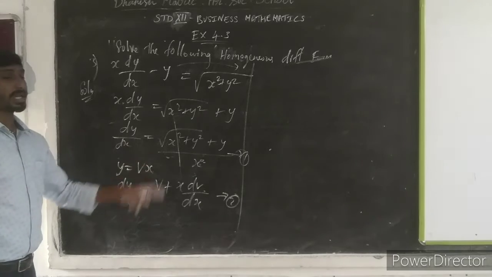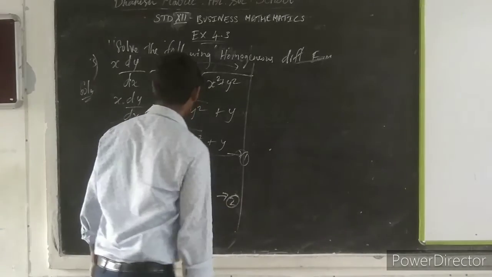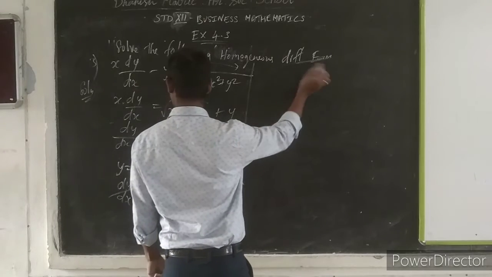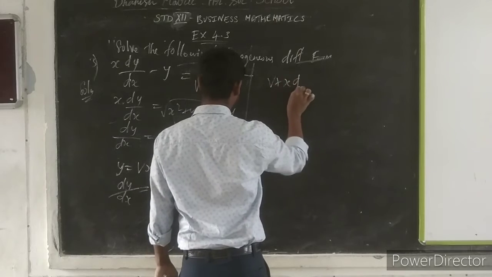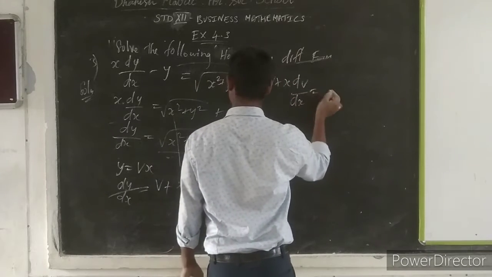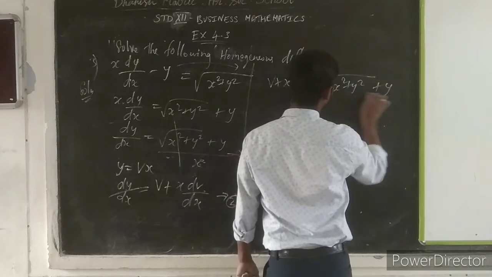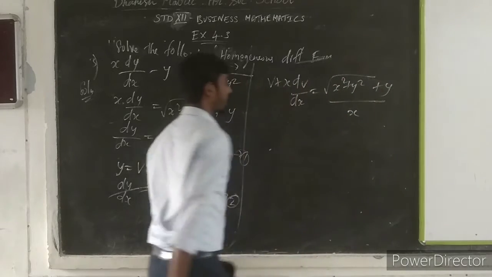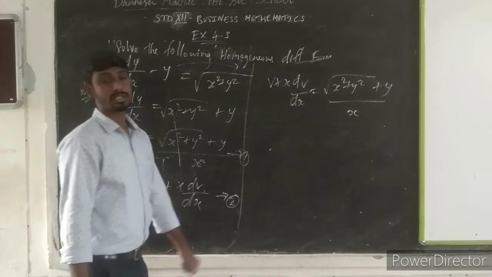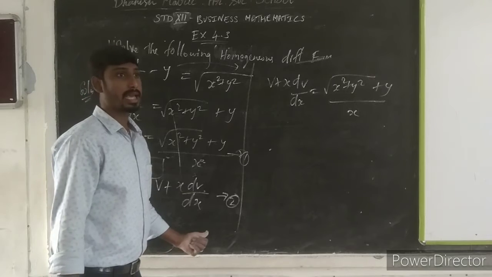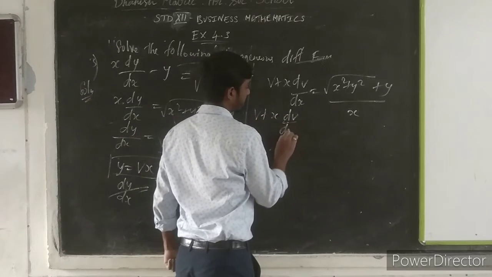Now we are going to equate the first equation and second equation. What is that? That will be v plus x dv divided by dx equal to root of x square plus y square plus y, divided by x here. What is the y value? That will be v into x here. Now we are getting v plus x dv divided by dx equal to.